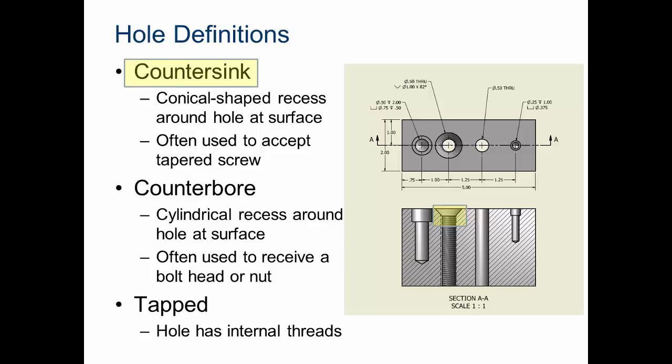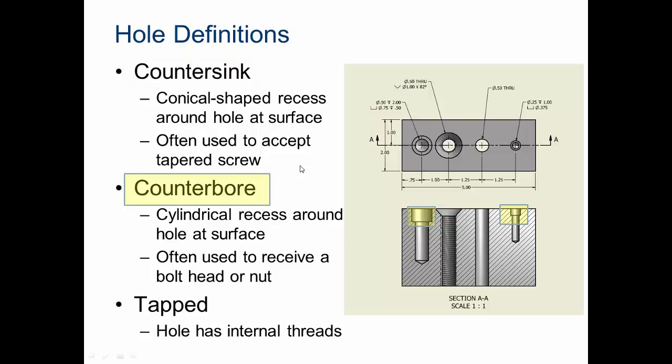There's the countersink hole shown here. So it has a conical shaped recess around the hole at the surface. It's often used to accept a tapered screw. I think we've all seen these probably before. That's a countersink with the conical shaped recess.